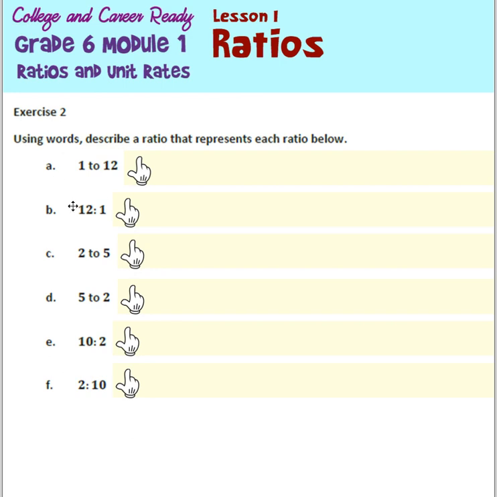You can also flip that order. There are 12 pieces of gum in one pack. What else did you buy for school? Or anything you want. You can look around the room. 2 to 5. 5 to 2. Think of your own. 10 to 2. 2 to 10. So you think of some ratios that would come in those numbers.